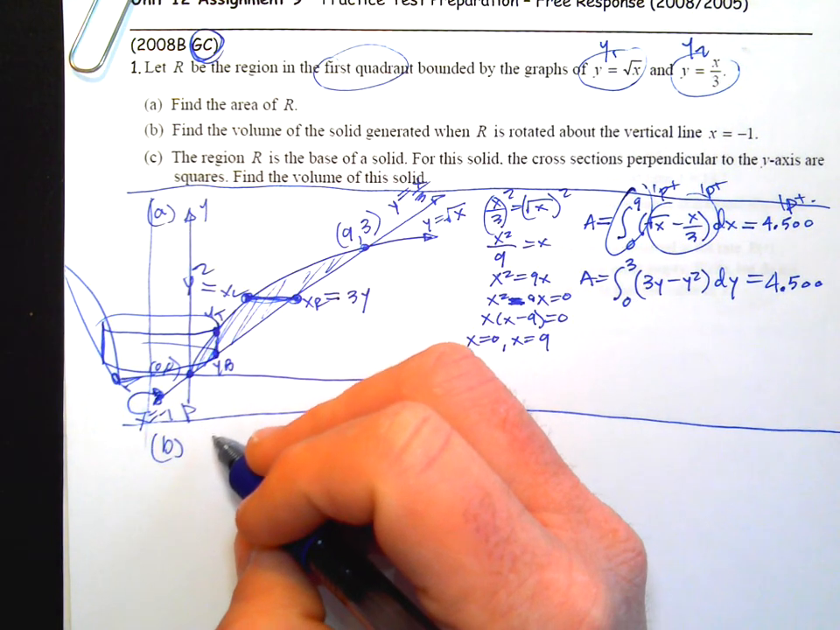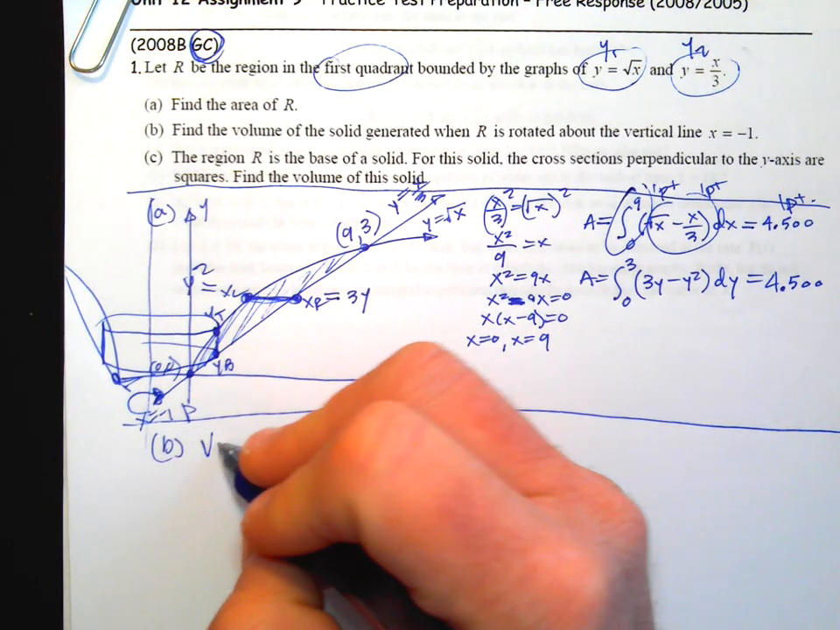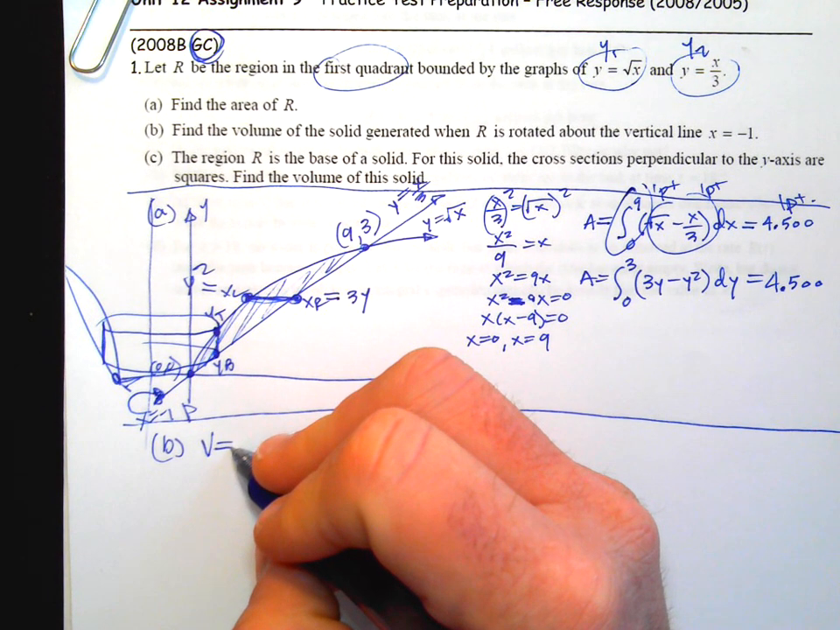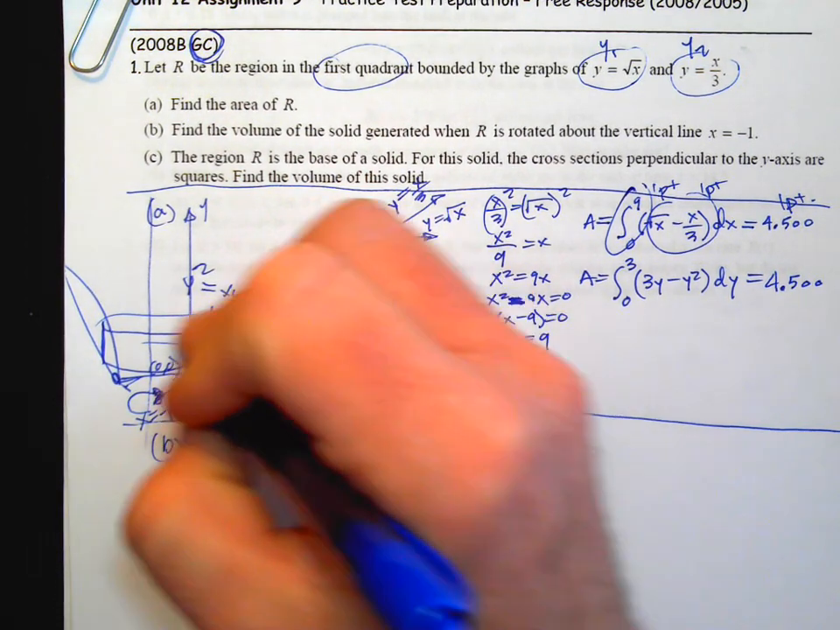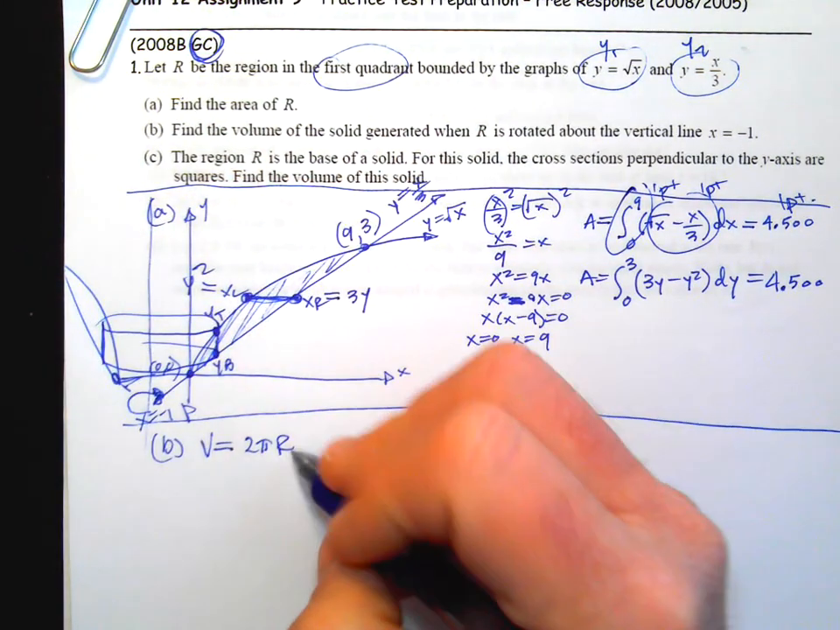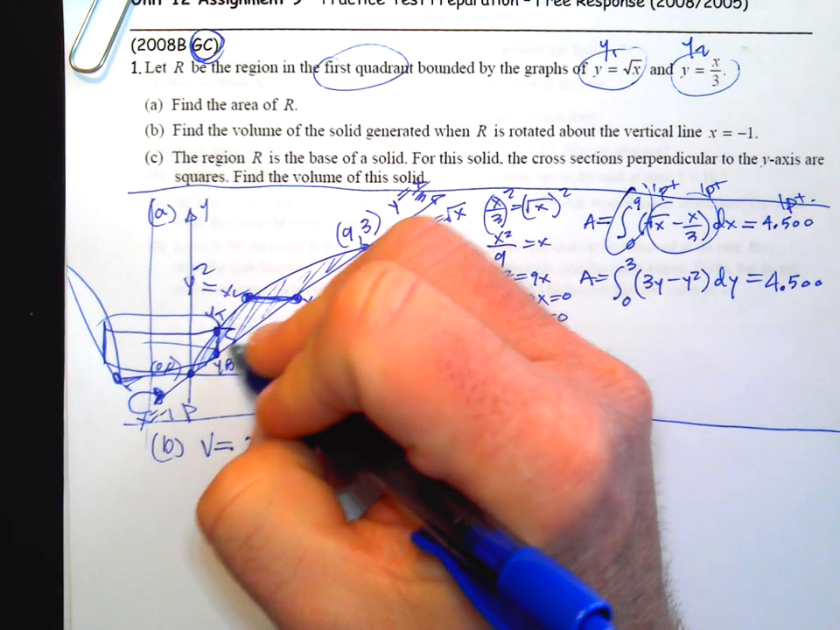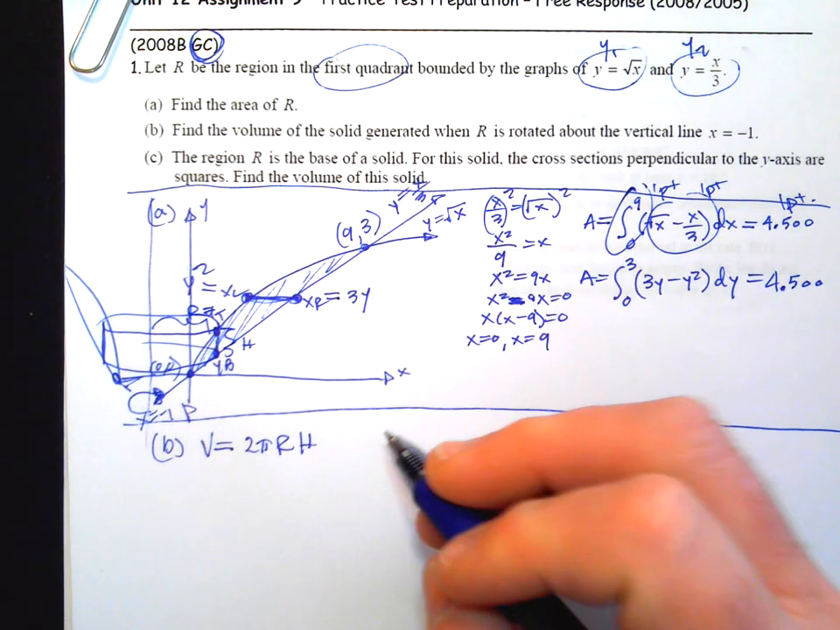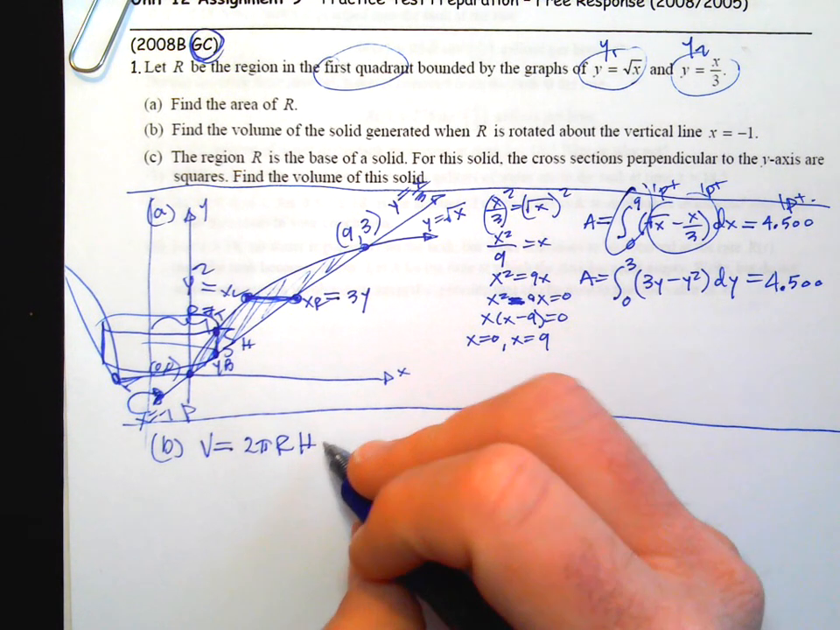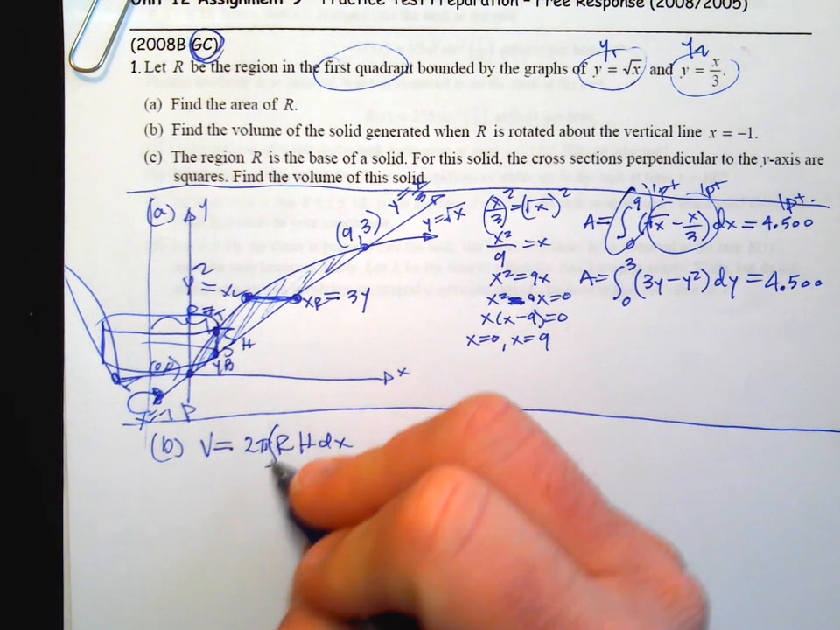So dx is going to give you shells. The volume of a shell, if you slice it open, forms a rectangle. 2 pi r, the circumference of the shell, is the height of the rectangle. H, the height of the shell, is the height of the rectangle. Dx, and then we're going to integrate.